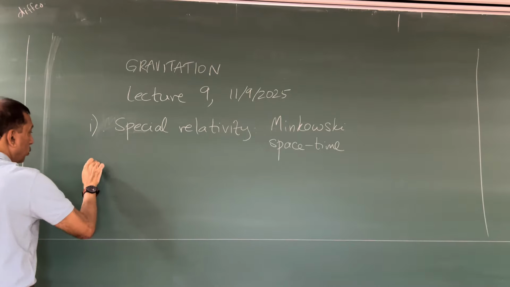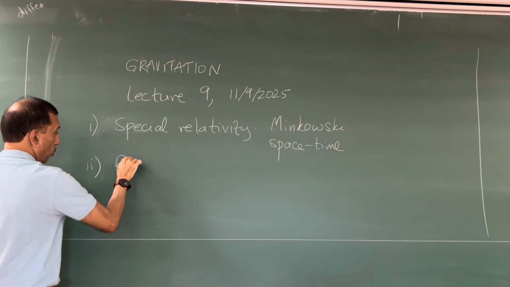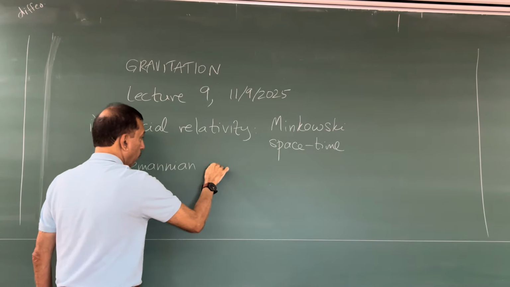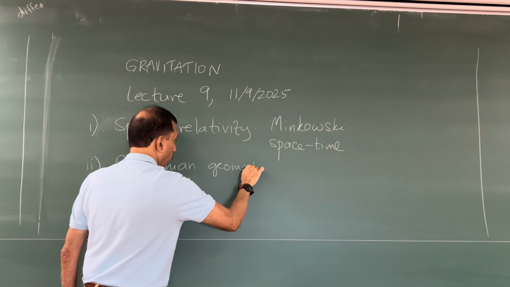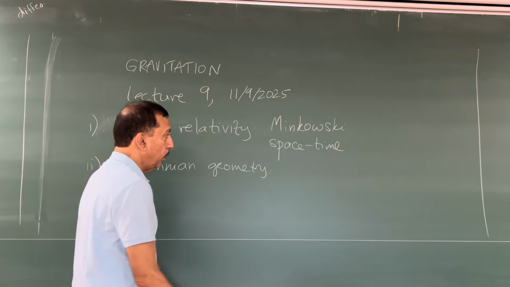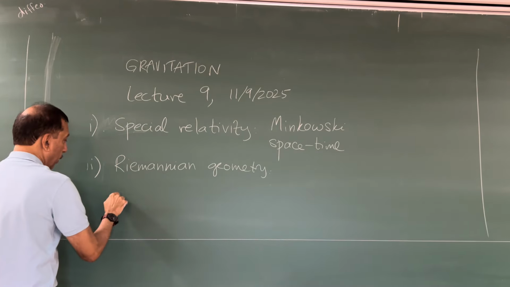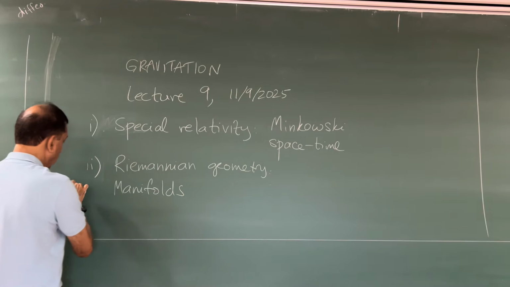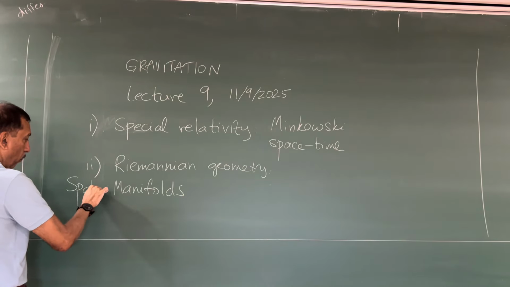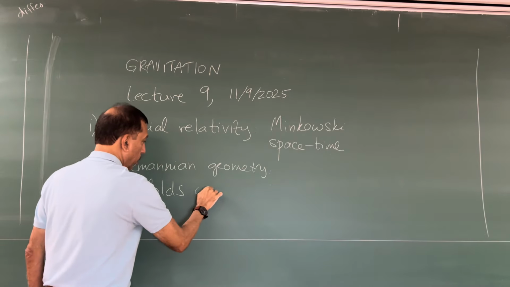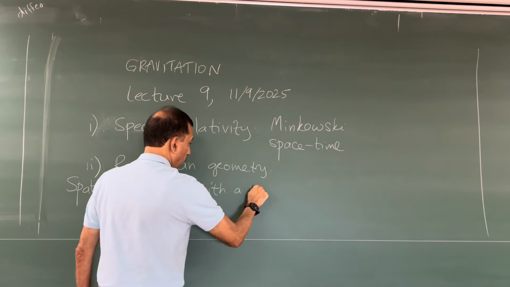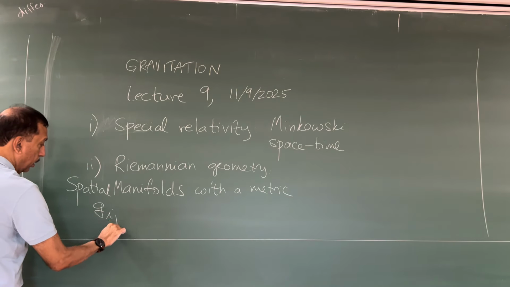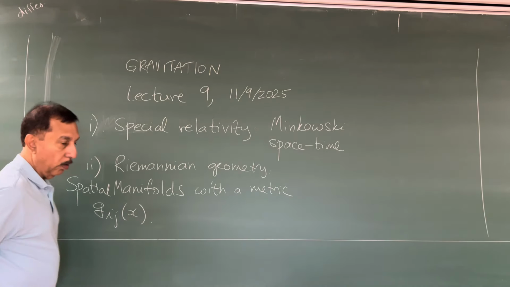I've also introduced Riemannian geometry. And this is simply the geometry of manifolds with a metric. So, spatial manifolds with a metric that can be expressed in different coordinate systems, and the metric is written Gij of x.